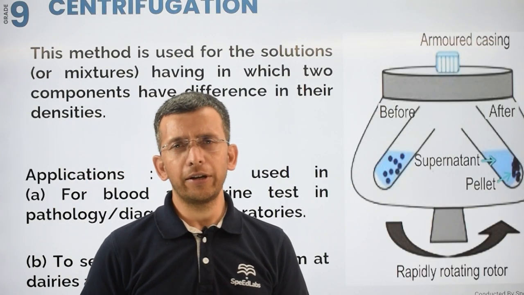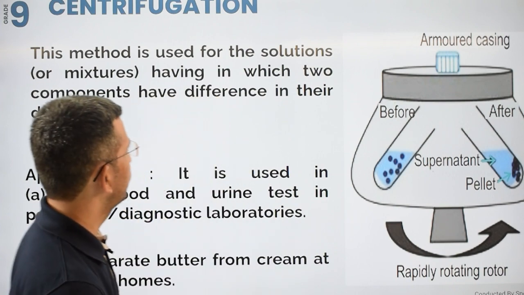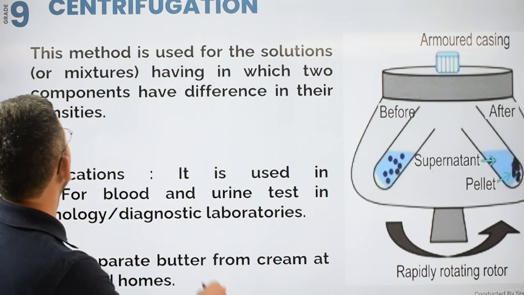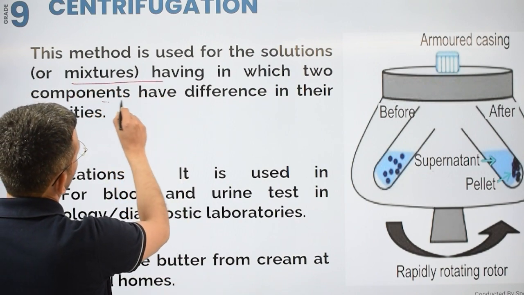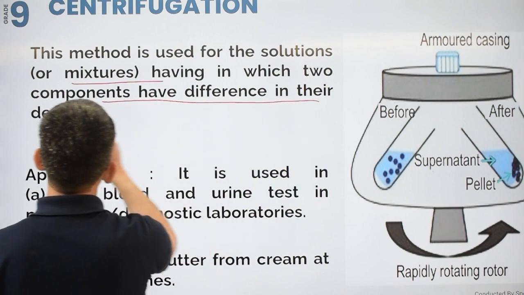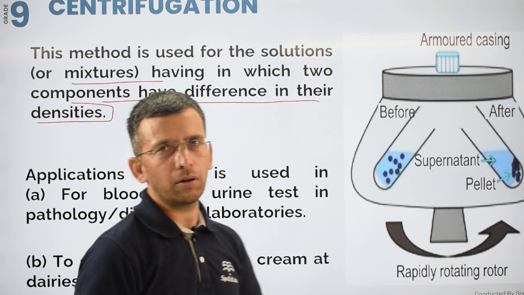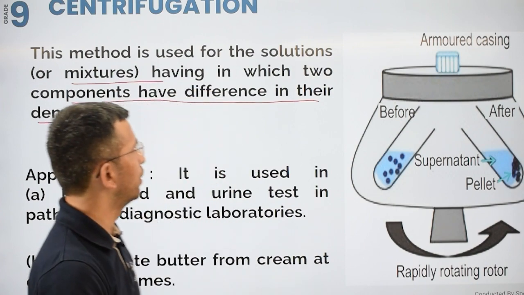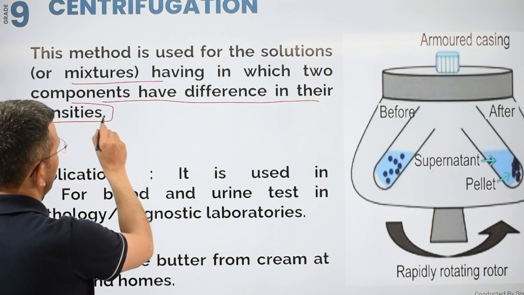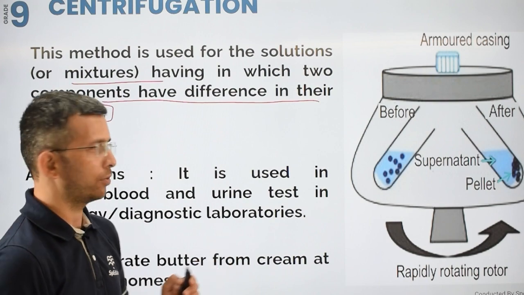So student, the next method that we are talking about is centrifugation. This centrifugation method is used for solutions of mixtures in which two components have different densities. So one of the major principles or criteria for this method is what? Density, the difference in their densities. This is one of the major criteria for this method.